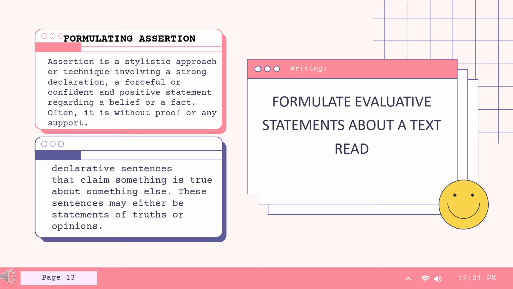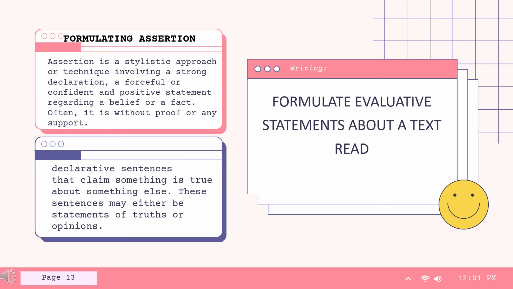Assertion is a stylistic approach or technique involving a strong declaration, a forceful or confident and positive statement regarding a belief or a fact. Often, it is without proof or any support. Perhaps some of you will say that it is somehow synonymous with the concept of claim. But you know what, class? Disclaimer, assertion is one step ahead of the concept of claim.